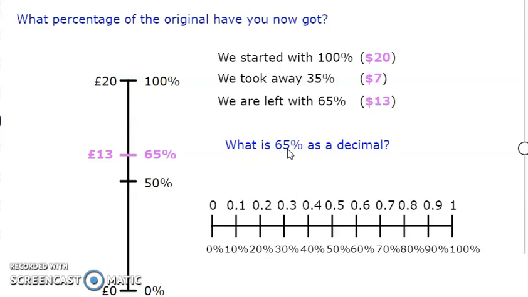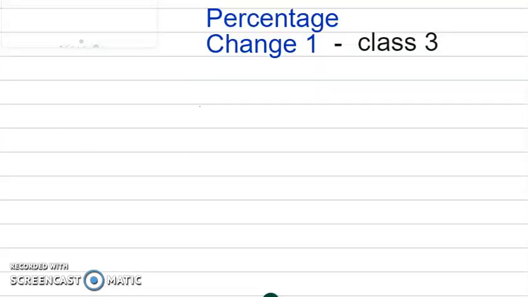What is 65% as a decimal? Now you can check how to denote this as a decimal. 65% is 0.65. I will just show you on my whiteboard.